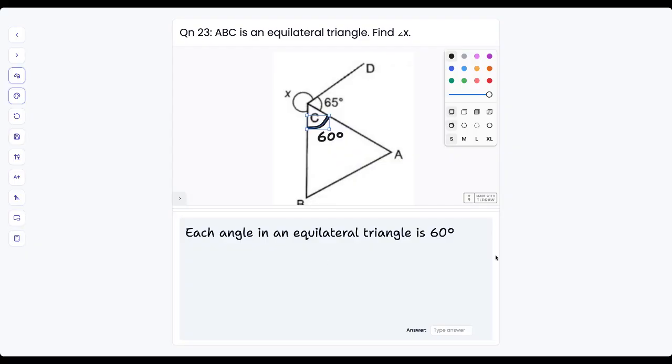And now with this, we can find angle X. Angle X is equal to 360 minus 60 minus 65, which is basically 300 minus 65. This will be 235 degrees. That's what I see over here. So there you go, the answer is 235 degrees. All right, let's move on to the next question.